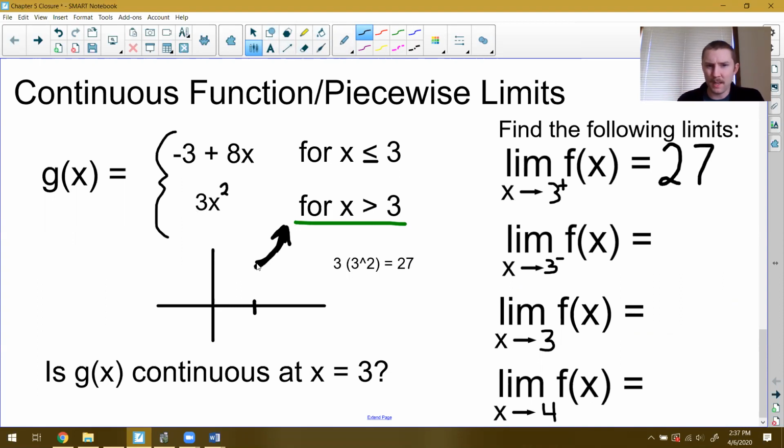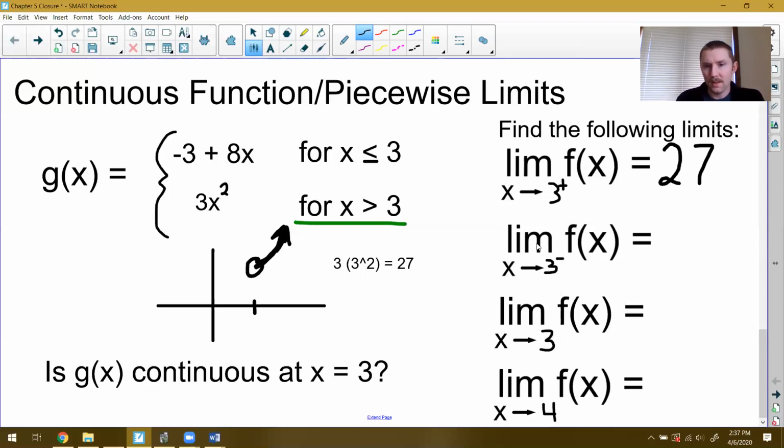Now, in this particular case, am I actually going to get to 27? No, I'm not, because this is an open circle, right? Because this is not equal to, it's a not equal to piece. So I don't actually get there, but that's where I think I'm going to get if I use this bigger piece for bigger than 3, bigger than 3.